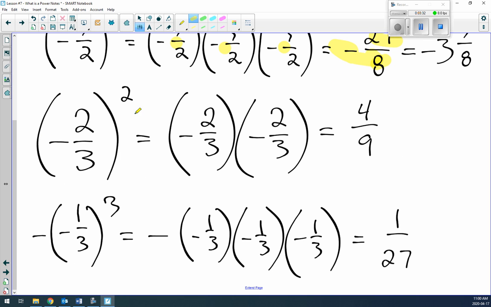Okay, negative 2/3 squared. That means negative 2/3 times negative 2/3. And a negative times a negative is a positive. 2 times 2 is 4. 3 times 3 is 9. Leave it in that form.